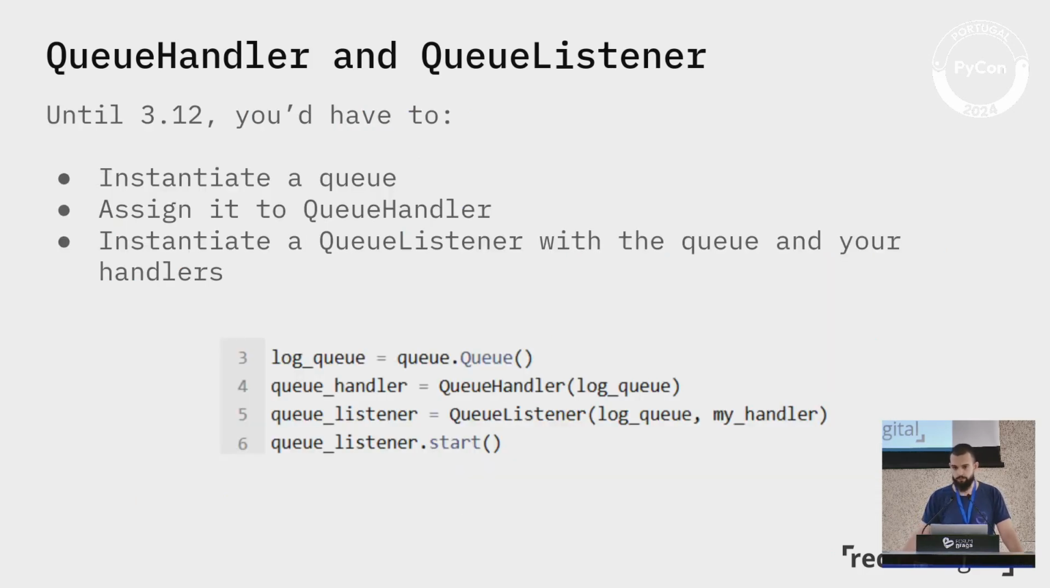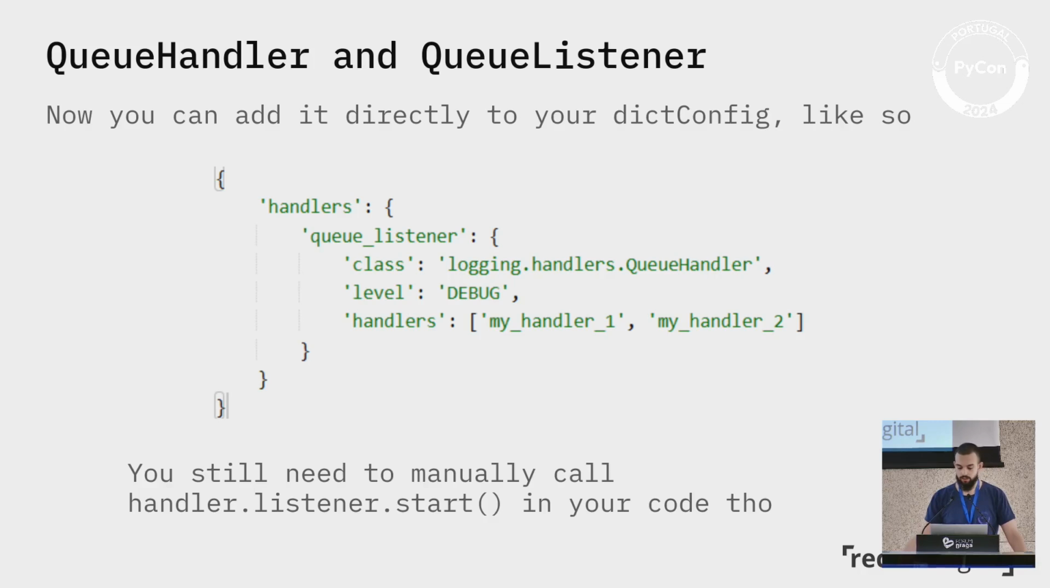Now, before 3.12, we didn't have support for this in dictConfig, so you would have to do something like this. The code you see is more or less the real-life version of what I've just gone through verbally. You instantiate your handler, your listener, and then you start your queue, and things start working. Luckily, we have support for this in dictConfig now, so this is how you set it up.